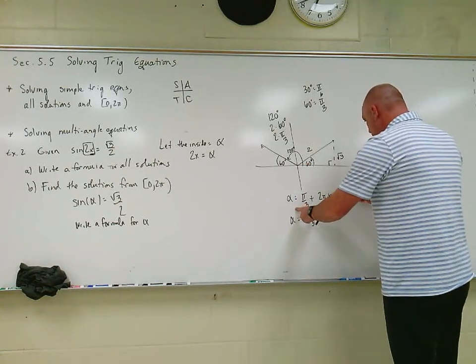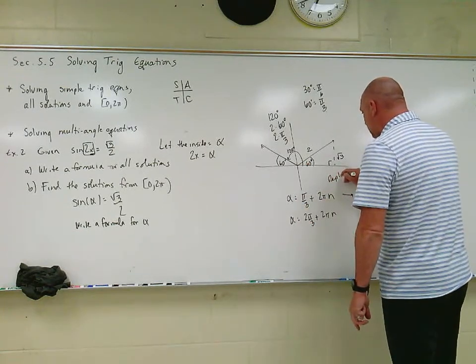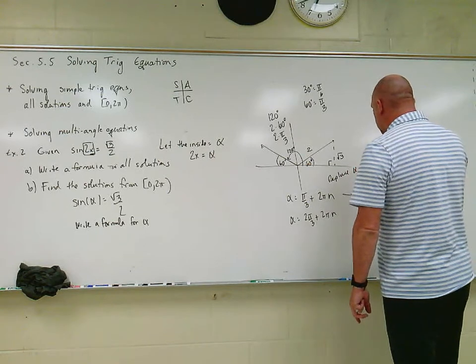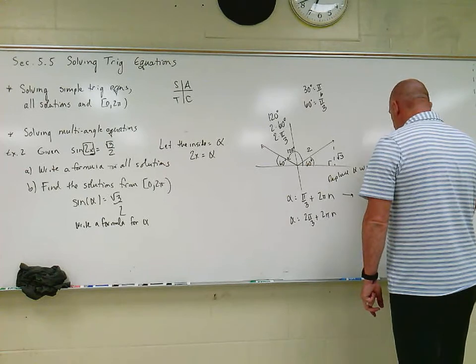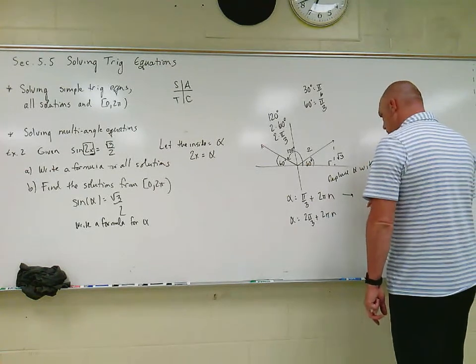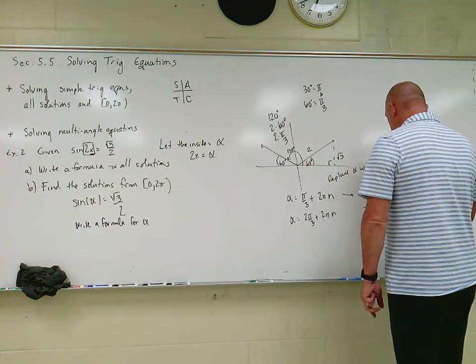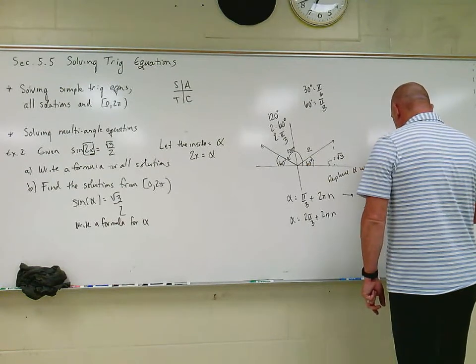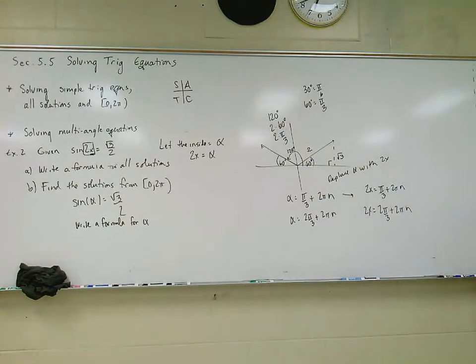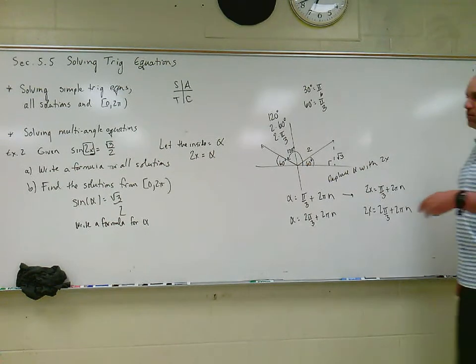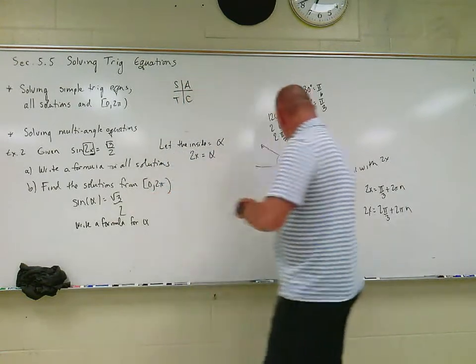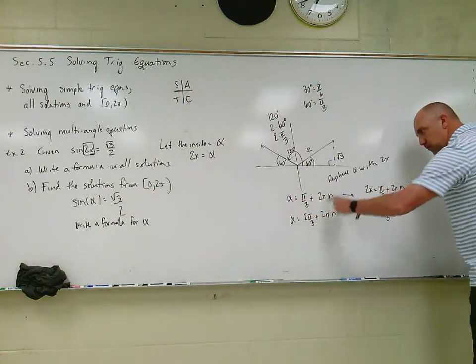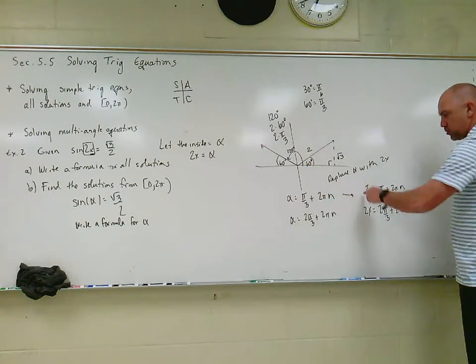So now after I solve for alpha, I'll replace alpha with 2x. So I get 2x equals pi over 3 plus 2 pi n, and 2x equals 2 pi over 3 plus 2 pi n. Well, I still haven't solved for x. I've only replaced it. So we replace it with alpha. Now we've solved for alpha. Now we put our 2x back in.